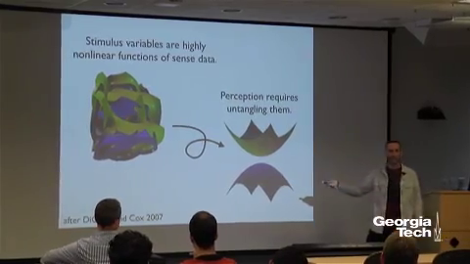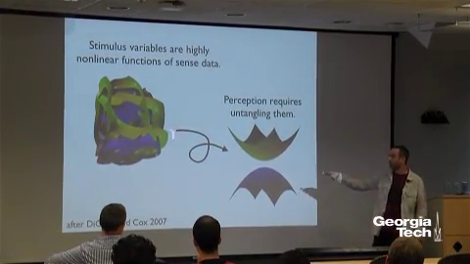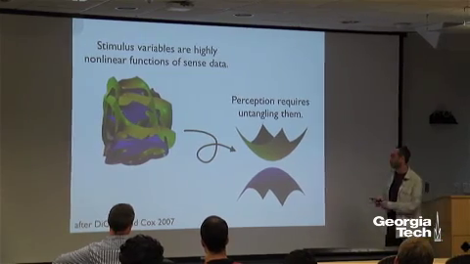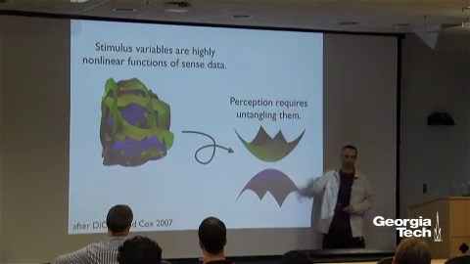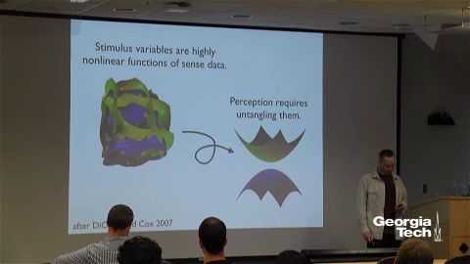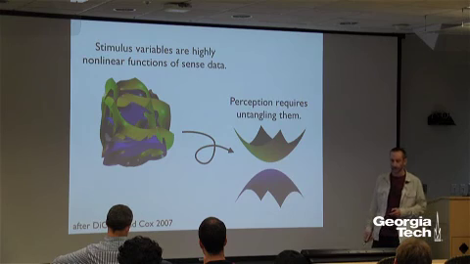And the purpose of the brain, one of the purposes, is to untangle them from our sensory input so that we can separate them with simple operations, like just deciding whether you're on this side or that side of a plane. Linear computation in the end.